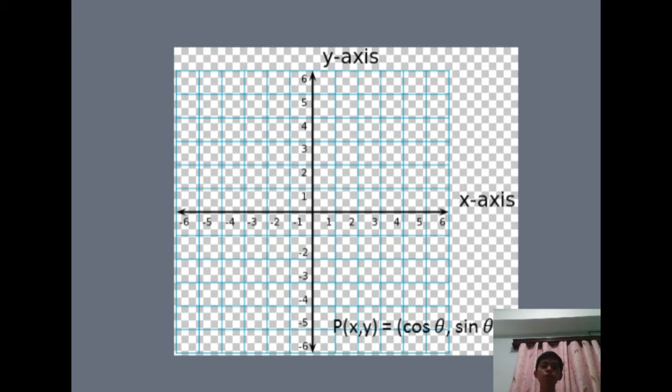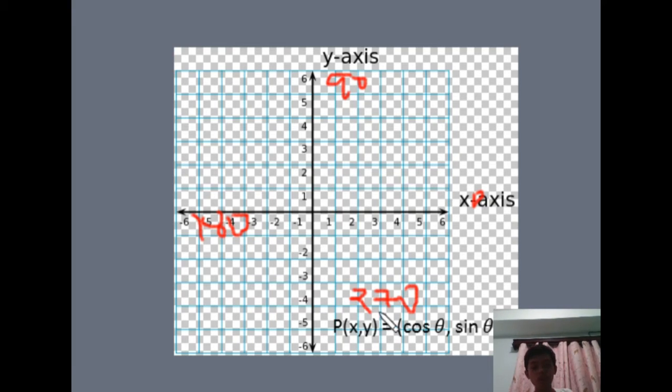But first, you should know the location of the angles in the graph. This is 0 degrees. This is 90 degrees. This is 180 degrees. This is 270 degrees. Am I right? It will continue to 360, 450, and so on and so forth.